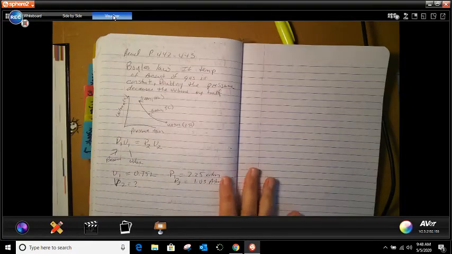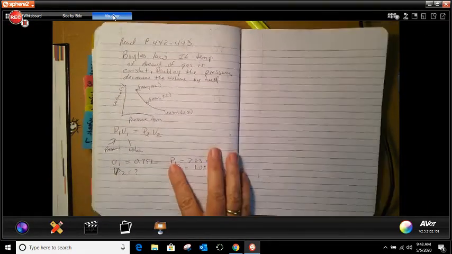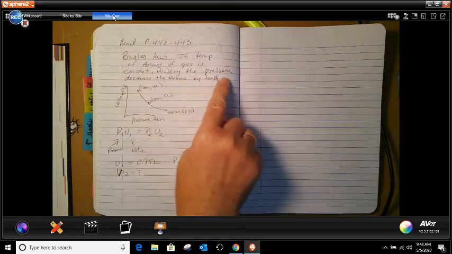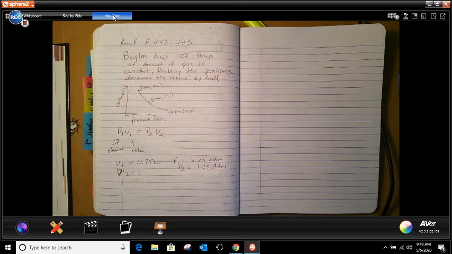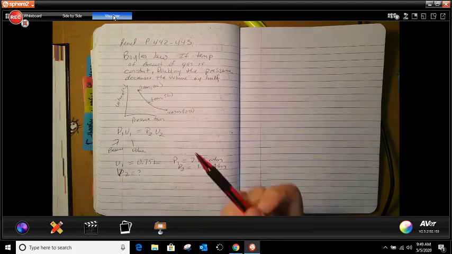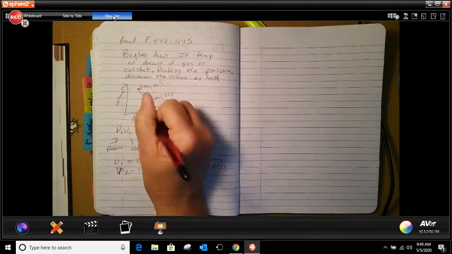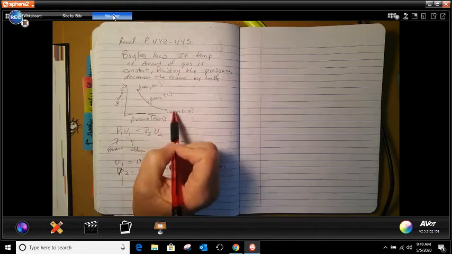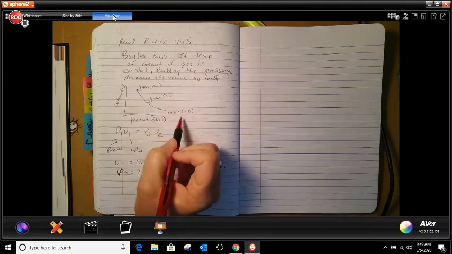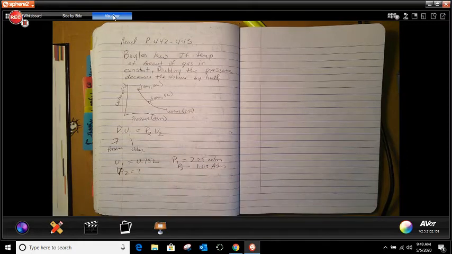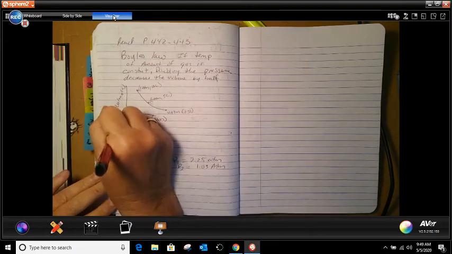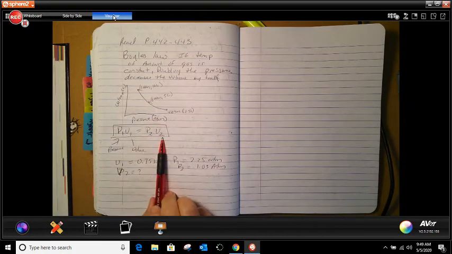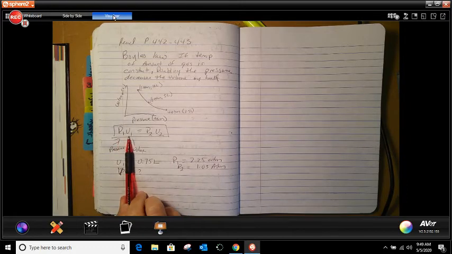So what I have so far on my reading assignment is Boyle's law. It says if the temperature and the amount of gas are constant, doubling the pressure decreases the volume by half. He gave us a graph with the volume in liters and the pressure in atm, and it showed us how it changes. When the atm goes up, the liters of gas go down. So when we're doing Boyle's law, what you really need to know is this right here: P1 times V1 equals P2 times V2. P is pressure, V is volume.